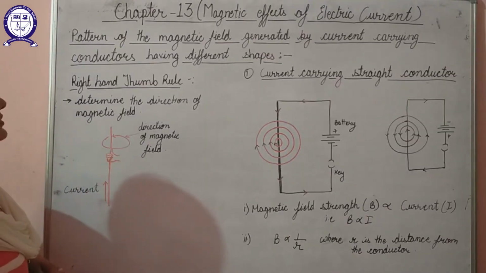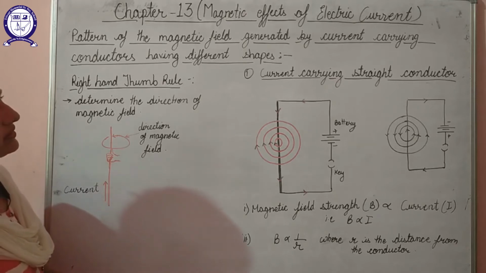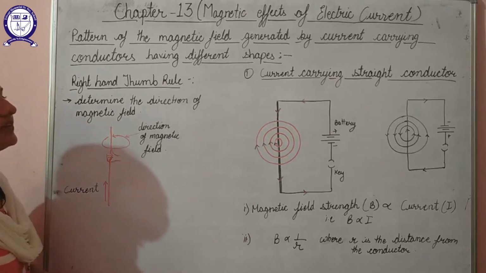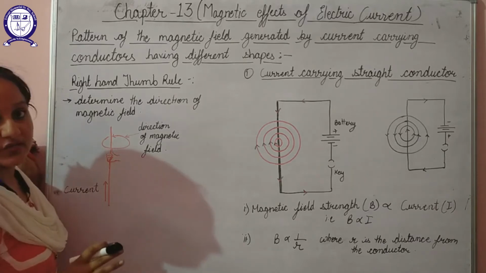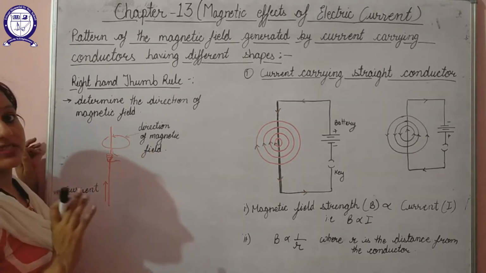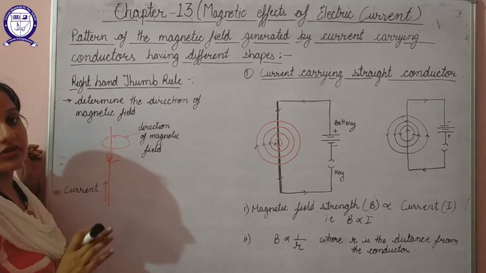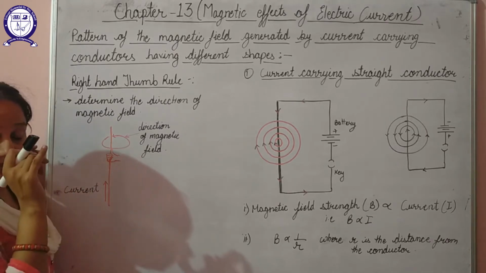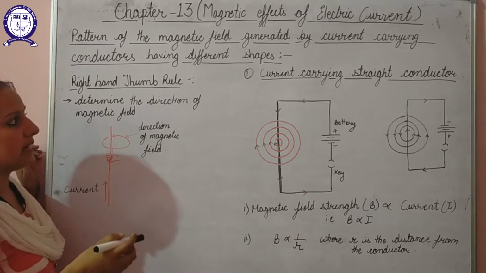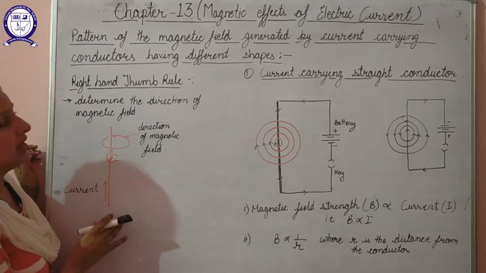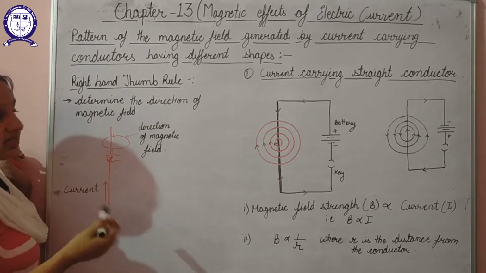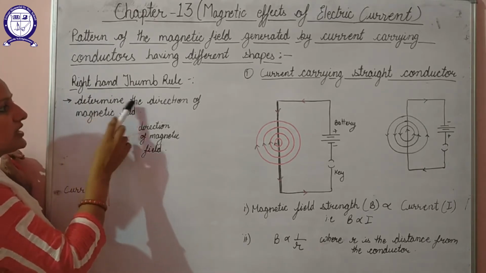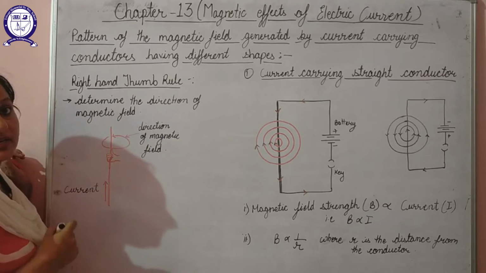Next is the pattern of the magnetic field generated by current carrying conductors having different shapes. That means now we will draw the magnetic field pattern of some current carrying conductors according to their different shapes. But before starting with the magnetic field pattern, we will discuss one rule here, that is known as Maxwell's right hand thumb rule. Basically this rule is used to determine the direction of magnetic field.